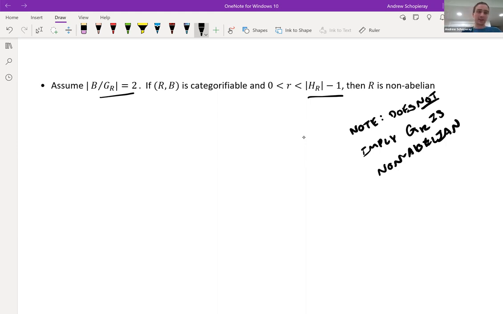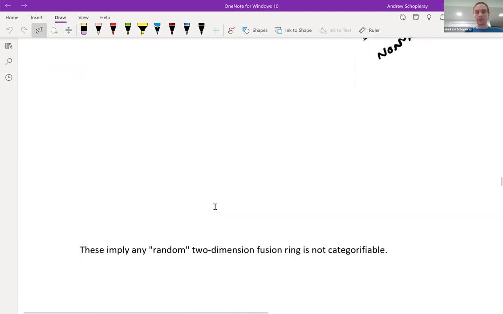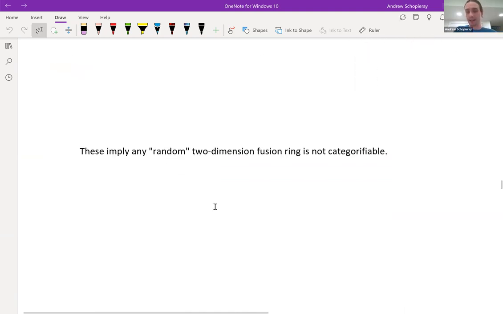So all of these things follow in essentially the same way, but they apply to an incredibly larger set of fusion rings. But again, they also imply that basically any two-dimension fusion ring that you choose probably is not going to be categorifiable in any way.